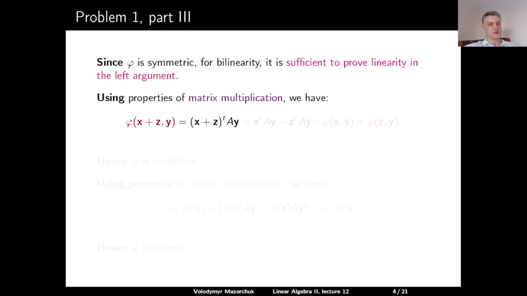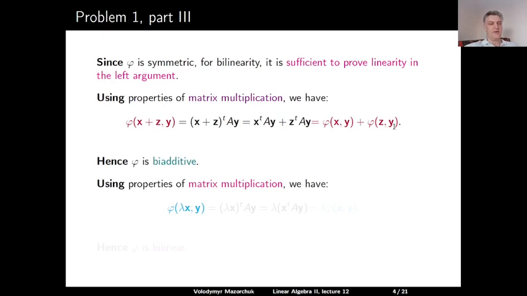The transpose of the sum of two matrices is equal to the sum of the transposes of these summands. And also matrix multiplication is distributive. So this is equal to x transposed times A times y plus z transposed times A times y. And the first summand here is exactly phi of x, y, and the second summand is exactly phi of z, y. So we have just proved that our function phi is additive in the left argument. Since it's symmetric, this means that it is bi-additive.